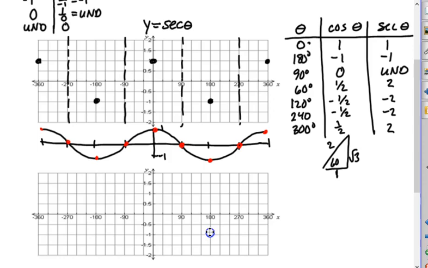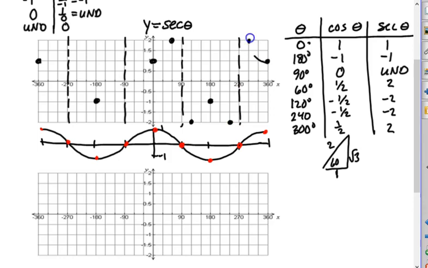So we're going to have +2, -2, -2, and +2 as my secant values because it's the reciprocal of the cosine values. So if we look at 60 degrees, this would be 30, 60, 90. So at 60 degrees, we're going to be at 2. 90, 120, another 30 degrees, -2. 180, 210, 240, -2. 270, 300, +2.